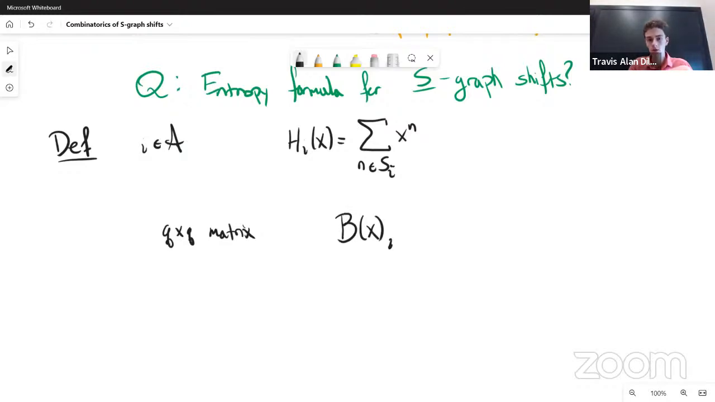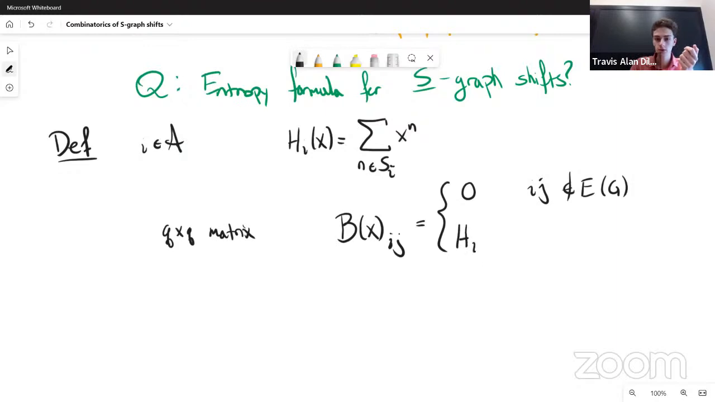B of x, whose ijth entry, well, there are two cases. If ij is not an edge in the graph that we're given, remember, for an S-graph shift there are two pieces of information: the graph and the associated sets. If there's not an edge, then the corresponding entry in that matrix is 0. If there is an edge, then we just put the generating function corresponding to the first letter. So if ij is an edge, then the ijth entry of the matrix is h_i of x.